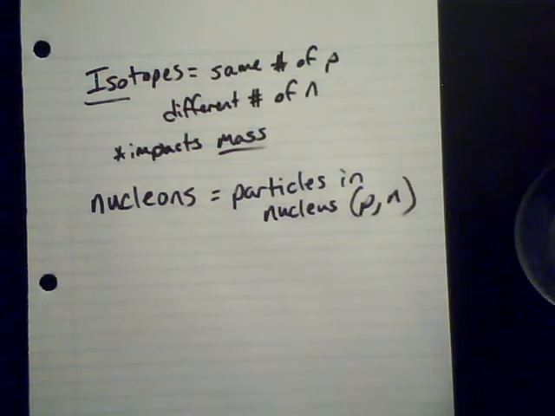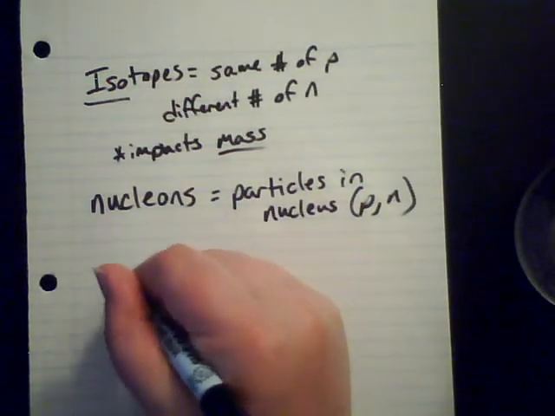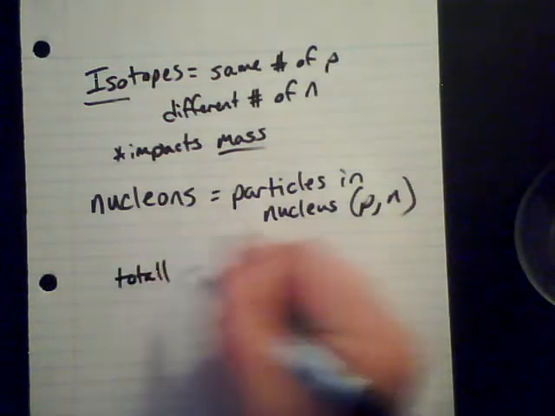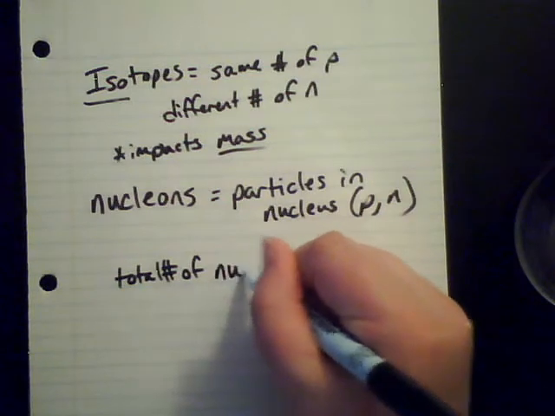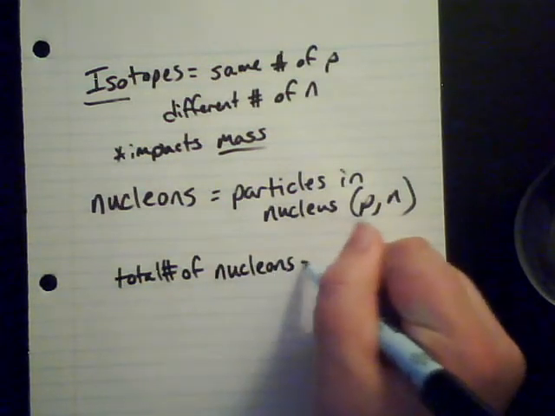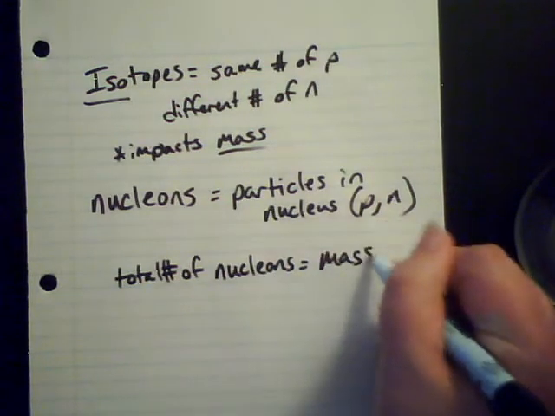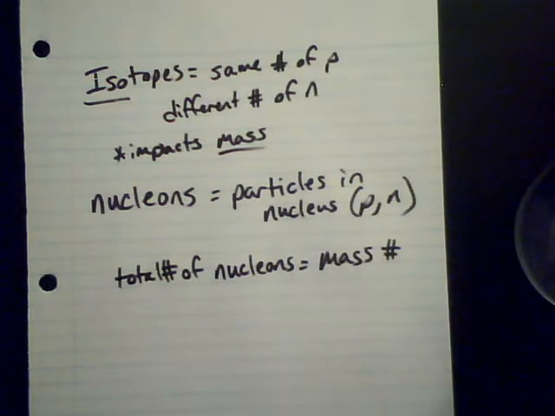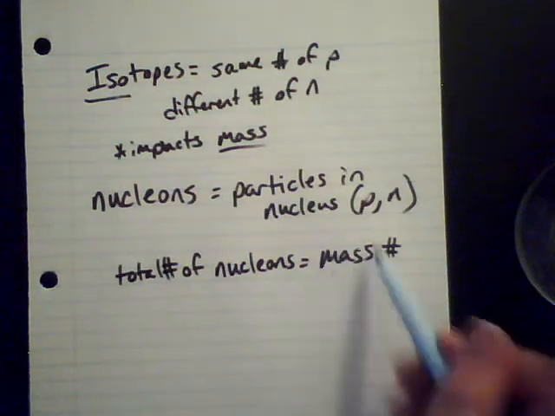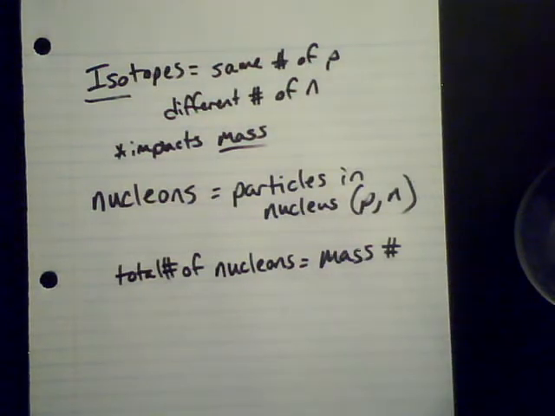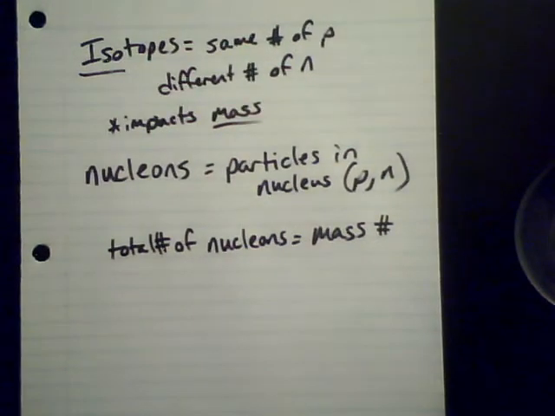So if you count the number of nucleons, then you get what is called the mass number. And this gives you the total number of nucleons. Now again, this is related to mass because most of the mass comes from the nucleus. But this is going to give you a whole number count of all of the nucleons in the nucleus.